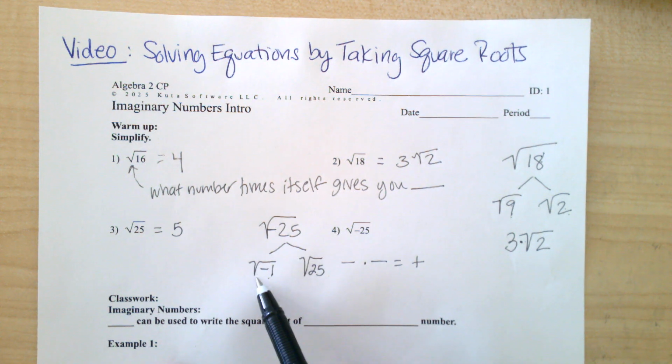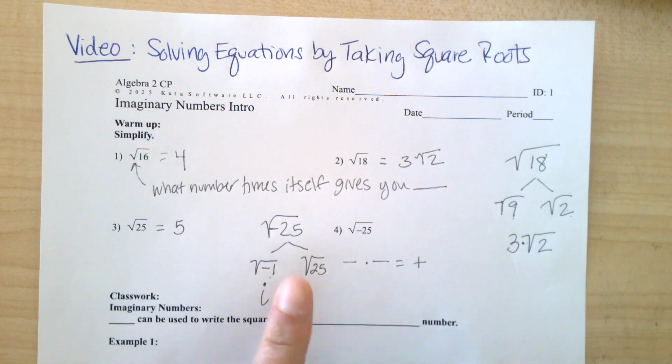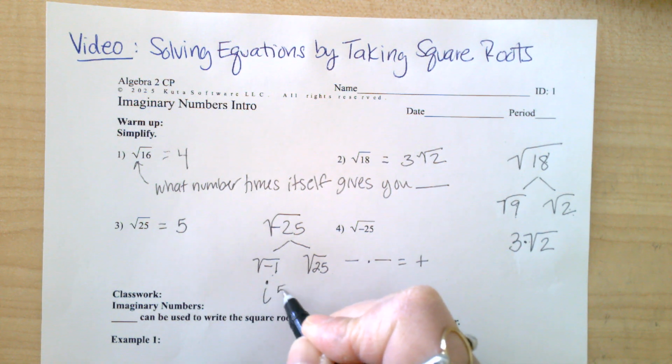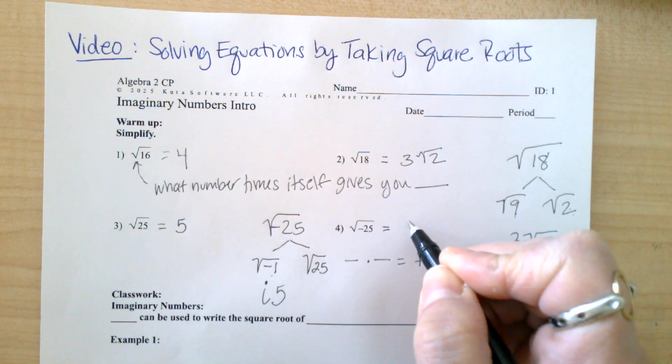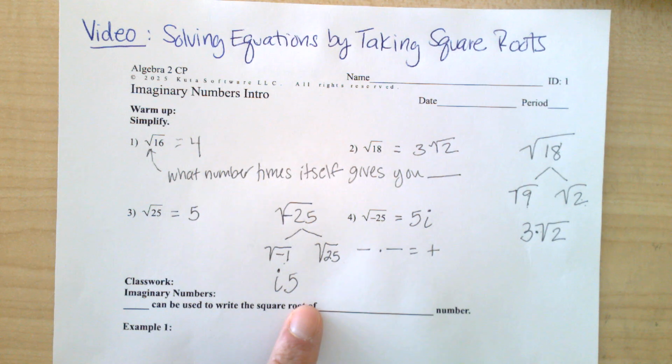Is there a symbol for this? Yes, and the symbol is i. It's a little fancy i. And can we take the square root of 25? Yes, we can. The square root of 25 is 5. So this is going to equal 5i. Now notice, I wrote it like this, i5.